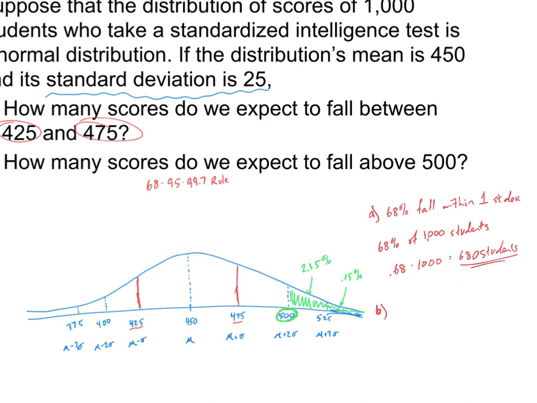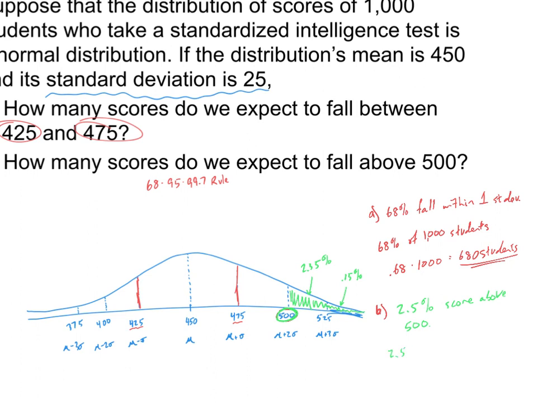2.35 plus 0.15 is 2.5%. 2.5% score above 500. So what does that mean? How many students is that, those really exceptional students that took this test?